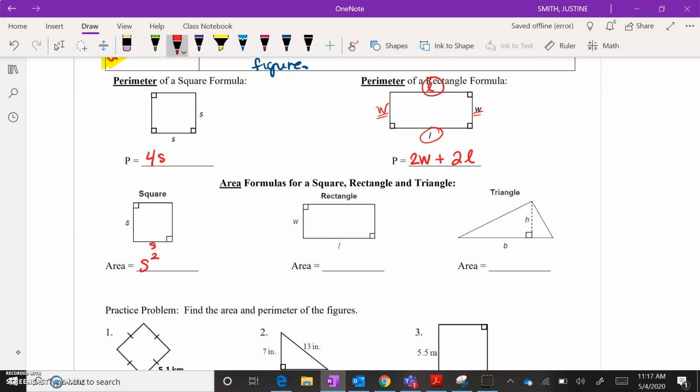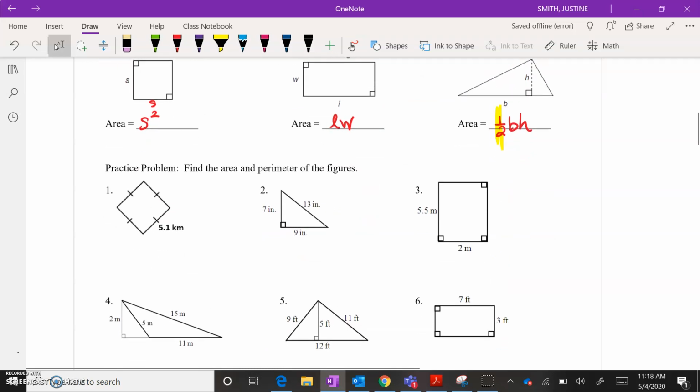For area of a rectangle, you're doing the length times the width, or the base times the height. And for area of a triangle, remember this is 1/2 base times the height. If you think about it, a triangle is half of a rectangle, right? If I took this rectangle and cut it in half, that's my triangle. So that's why it is 1/2 base times the height.